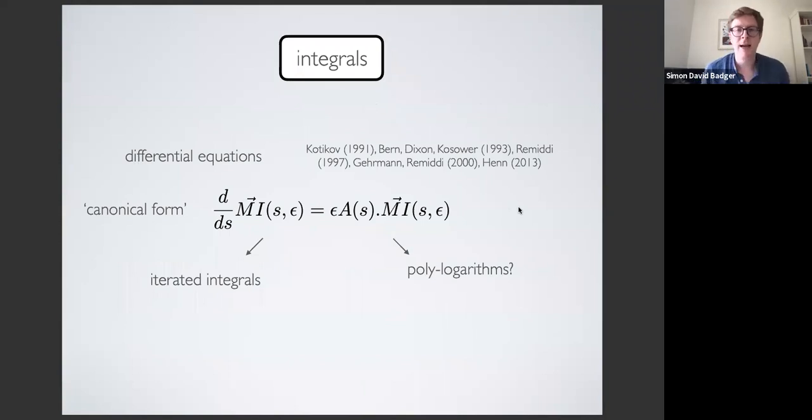Okay, so if we have a way to reduce to a basis of special functions, the method that we have to identify some function space is by solving differential equations. Again, established technology, Kotikov back in 1991, and works from Bern, Dixon and Kosower, Remiddi, and Gehrmann, and more recently Johannes Henn, who taught us how to apply these differential equations in canonical form. And that's been a really important ingredient in the way that we can expand these complicated amplitudes out into a sensible basis of functions.